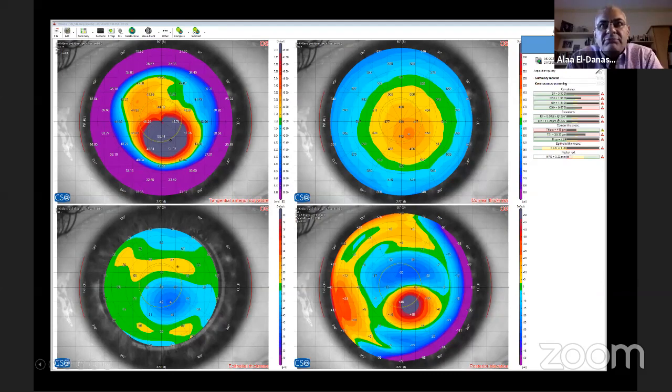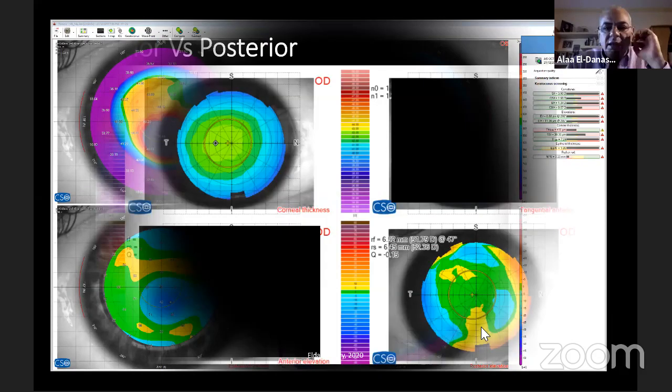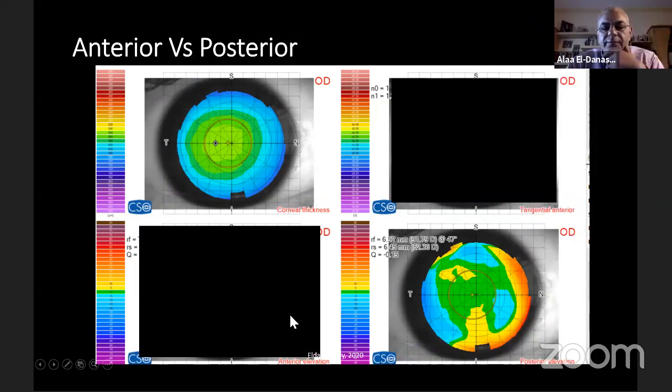especially over the last 10 years when the Scheimpflug look became kind of the gold standard for a while. Everyone was looking at the posterior elevation as the solution for corneal refractive surgery. And in many instances, some surgeons that I know look only at the posterior elevation. Now, is it correct, of course not. You should not look at the posterior elevation only. And this case is a good example.